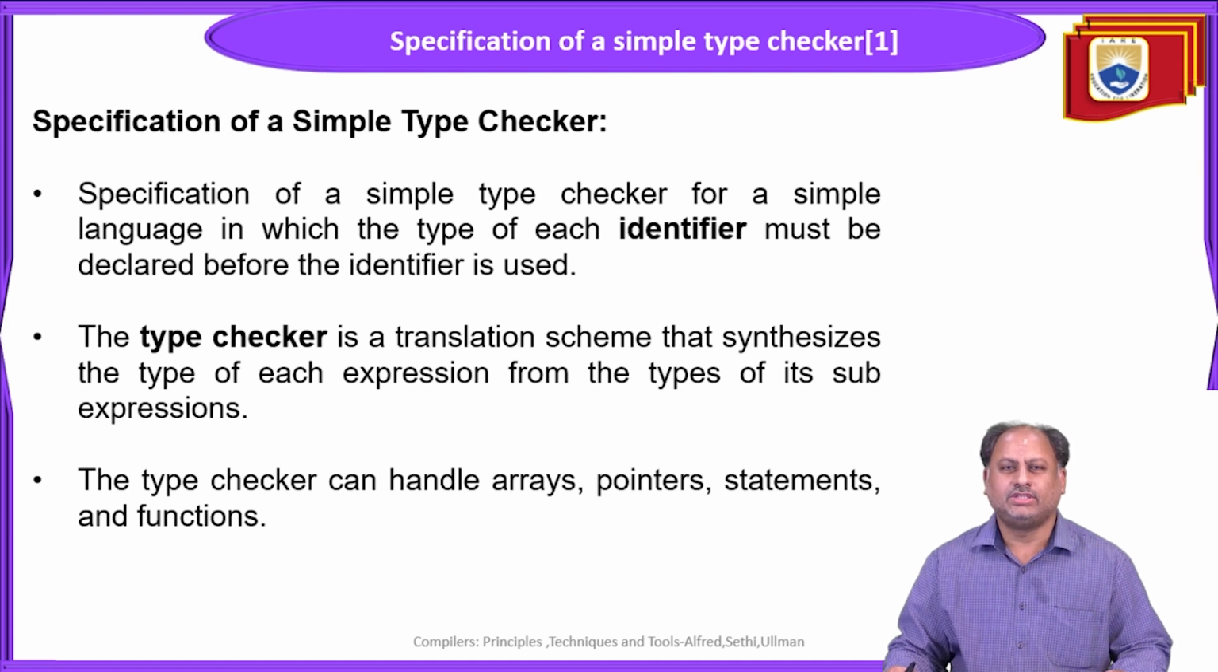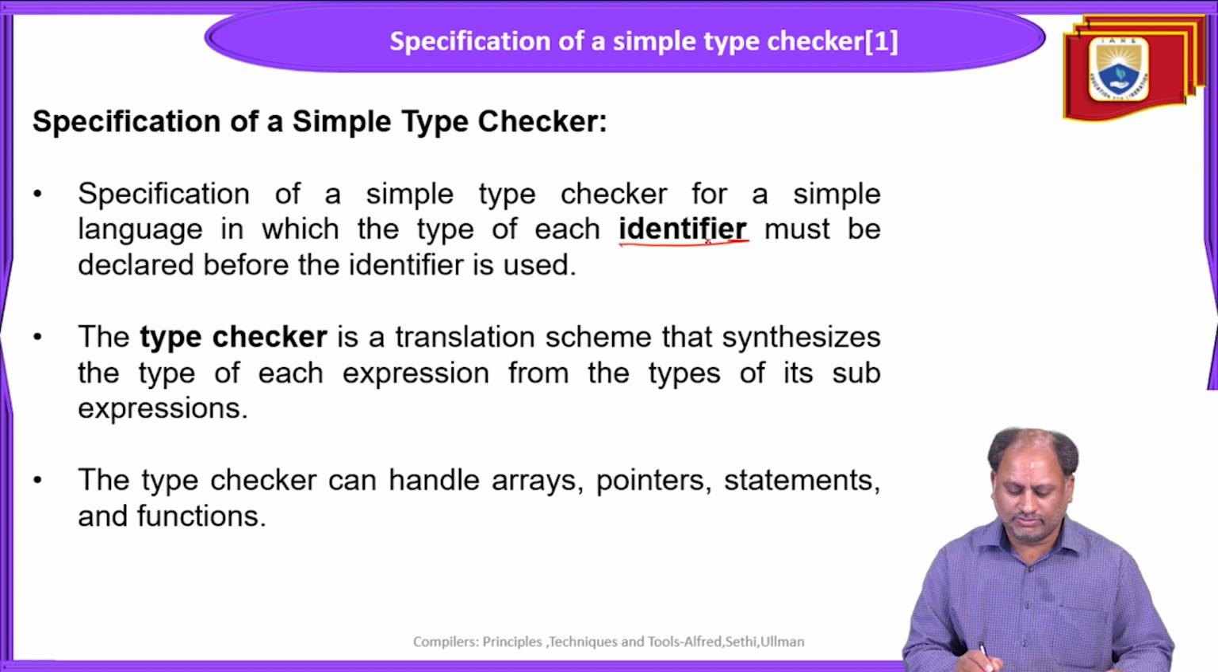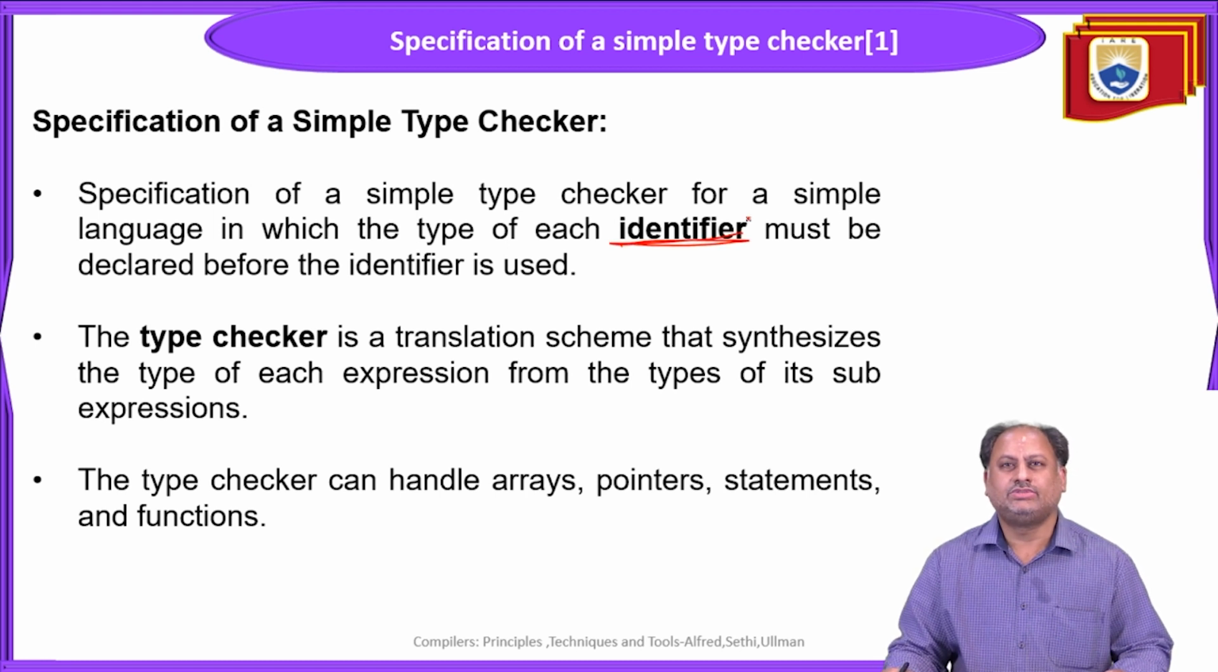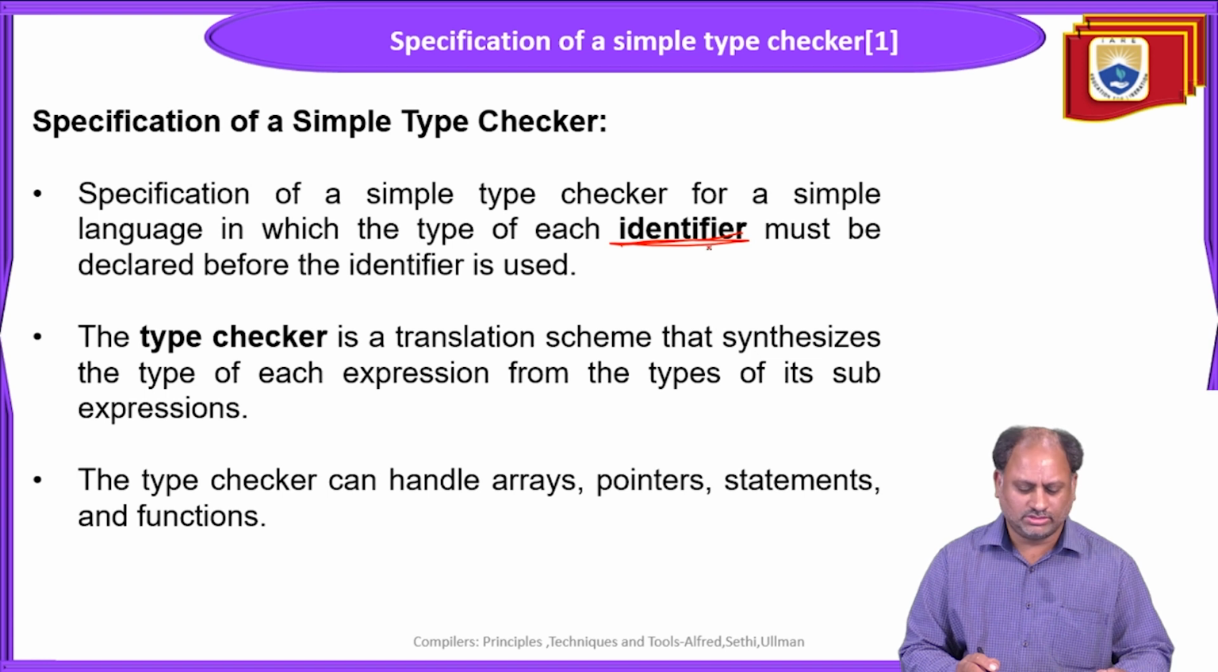In a simple language, we define an identifier that has to be declared before using it. In some languages this is defined at the beginning. That is the kind of checking process: whether it is declared or not.